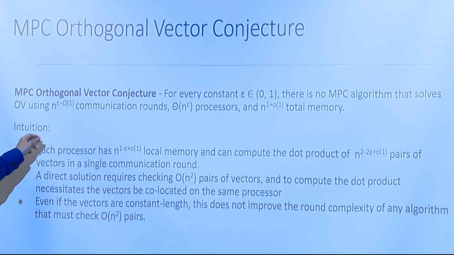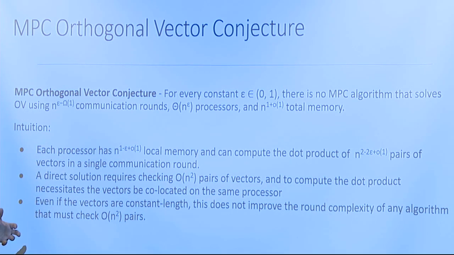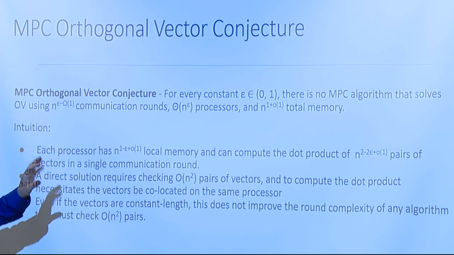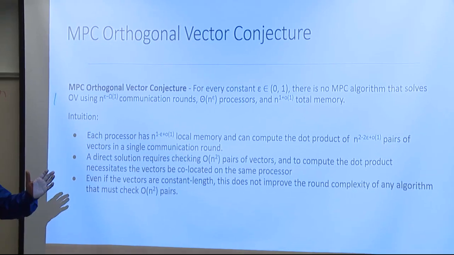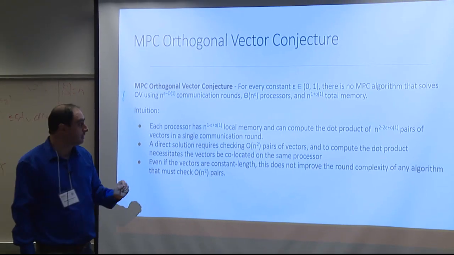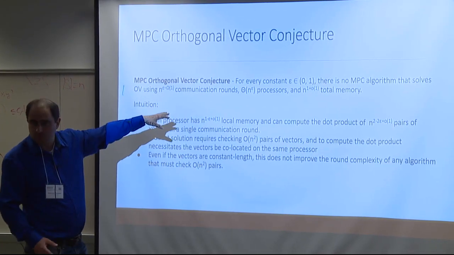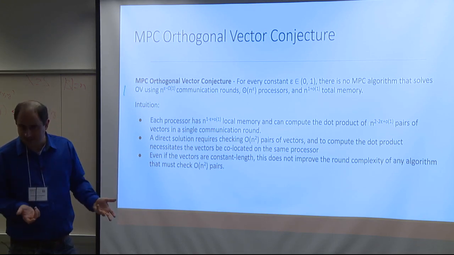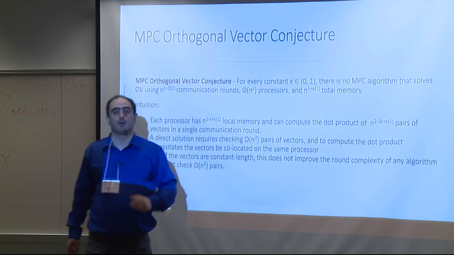This is the conjecture in the second paper that I have mentioned. This is the MPC orthogonal vector conjecture, and with that we can also prove several interesting results. It says that if you have a space efficient algorithm, the way that I have mentioned, space efficient means order n total and each machine has n to the epsilon. Essentially, if you want to solve this orthogonal vector problem in MPC space efficiently, you need n to the epsilon processors.